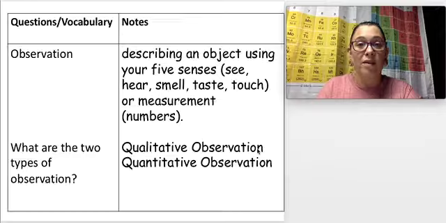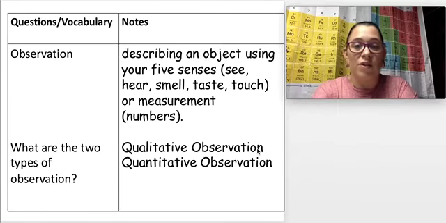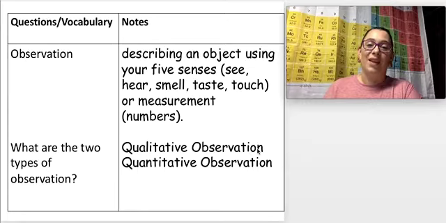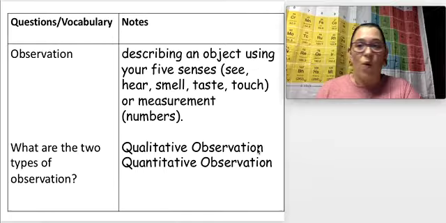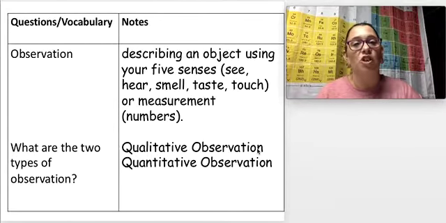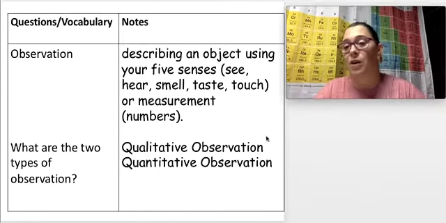Let's start with what is an observation? An observation is describing an object using your five senses or measurement. And obviously you know your five senses: seeing, hearing, smelling, tasting, and touching, although in chemistry we don't often taste things. And measurement, like numbers, height, weight, length, all different types of things. So the two main types of observations are qualitative and quantitative, and every observation that you can make is divided into one of these two categories. So it's got to be one or the other every single time.